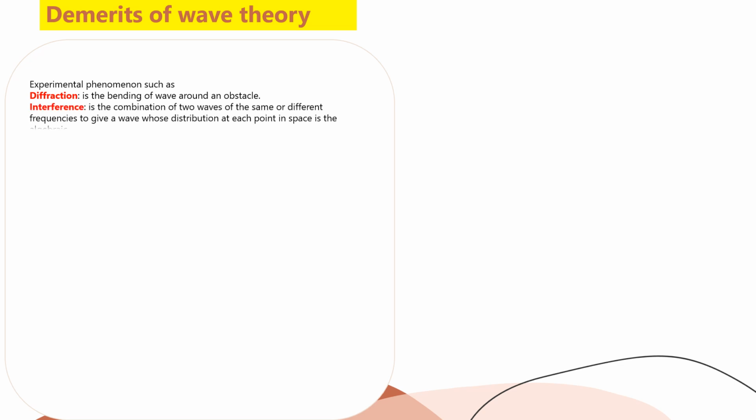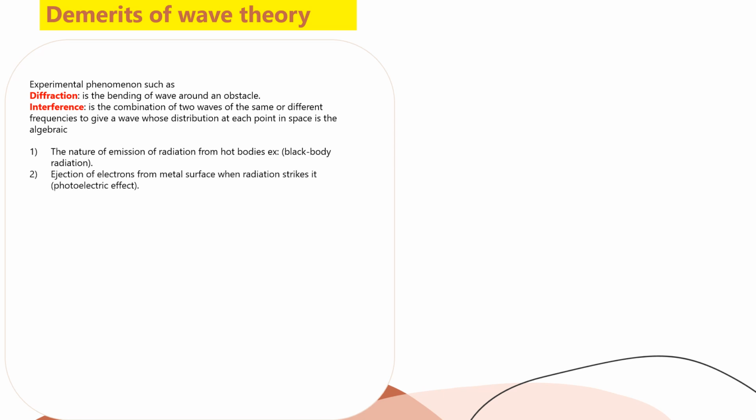Demerits of wave theory. Maxwell's suggestion about the wave nature of electromagnetic radiation was helpful in explaining phenomena such as interference and diffraction, but it couldn't explain the nature of emission of radiation from hot bodies, the photoelectric effect, variations of heat capacity of solids as a function of temperature, and line spectra of atoms with special reference to hydrogen. Here we should know black body radiation and the photoelectric effect.